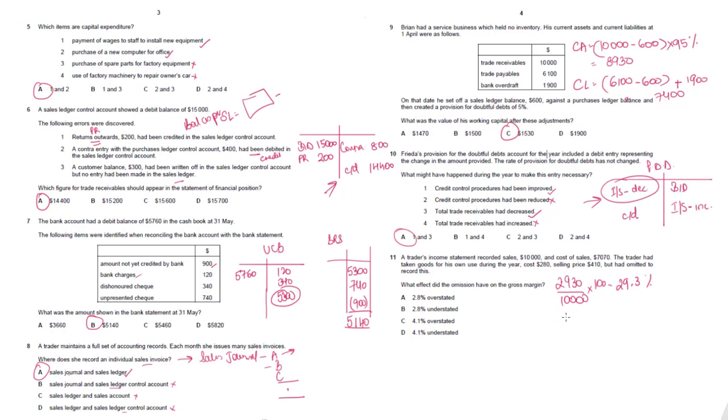And if we calculate the revised gross profit margin, for that we'll need the revised gross profit. If we take into account this 280, cost of sales will reduce by 280 and gross profit will increase by 280. So 3,210 divided by 10,000 into 100, 32.1%. So the question is, what effect did this omission have on the gross margin? Compared to the actual gross margin, the current gross margin is understated by 2.8%. So option B.